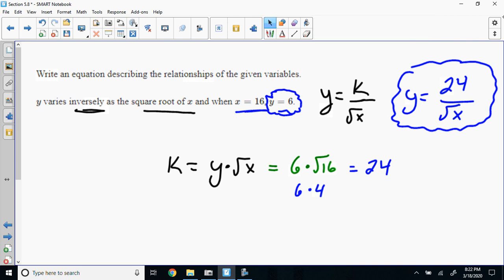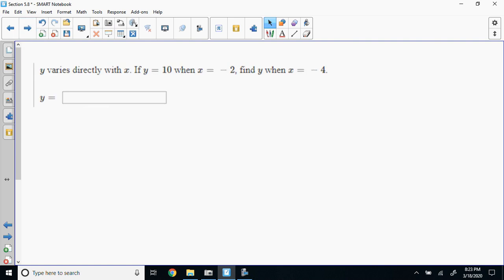Okay. Now, that should be all of the writing equations. So we've done inverse variations, we've done direct variations. And you need to read them. Those are the key words, varies directly or varies inversely, to be able to figure out what equation you're using. Now we're going to be given a condition, x and y, and at least one of the other conditions, right? And asked to solve for the other.